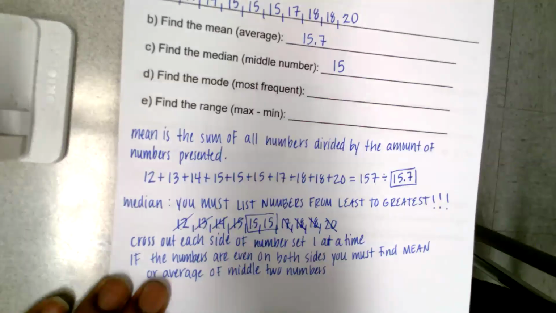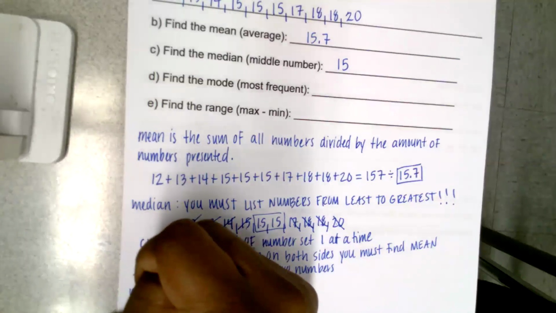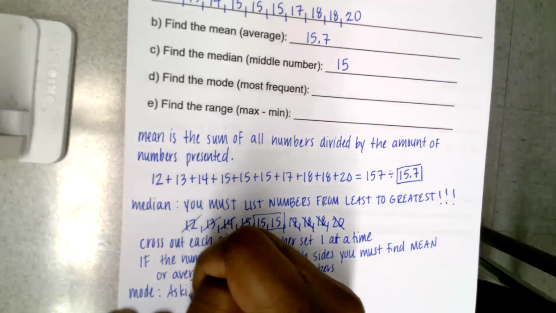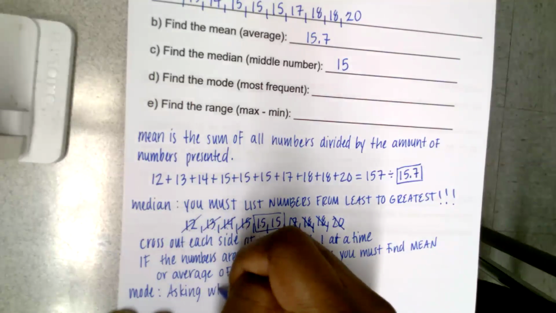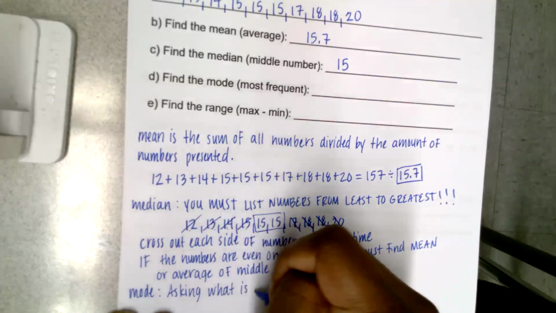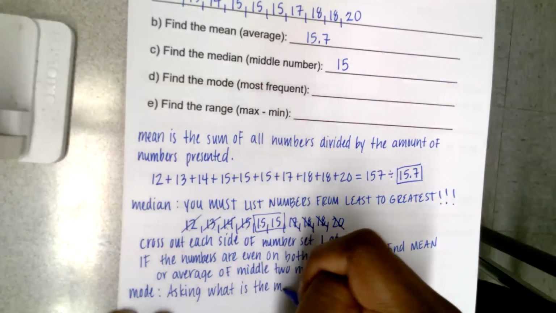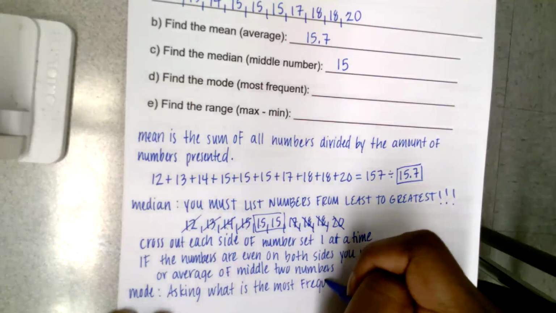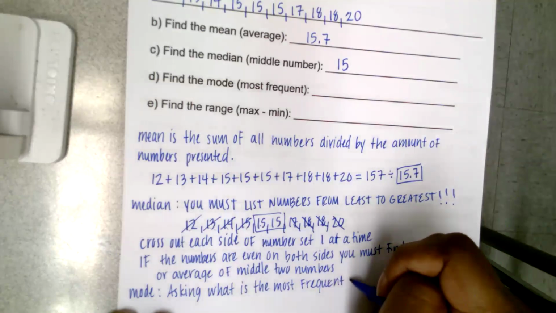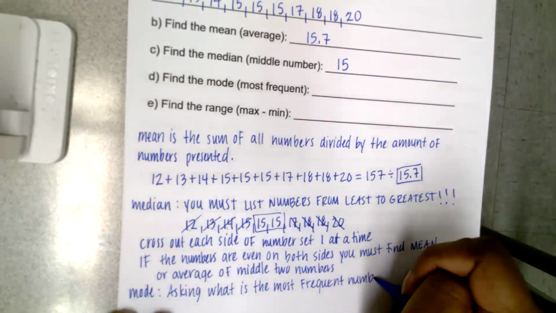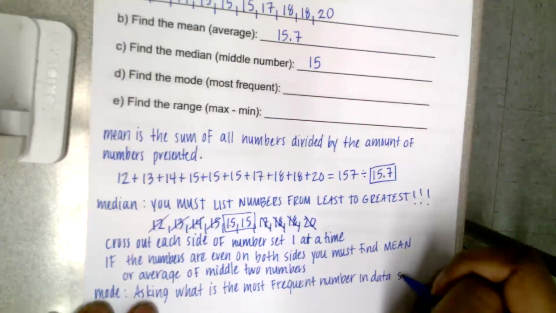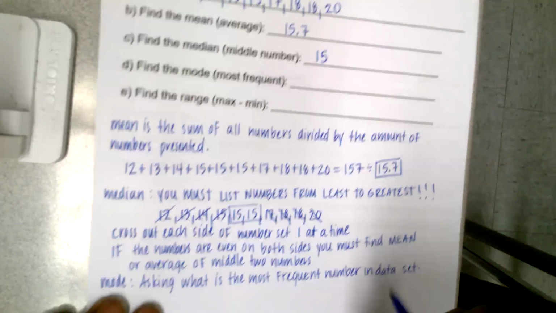The mode is asking what is the most frequent number in the data set? Like what number do you see the most?